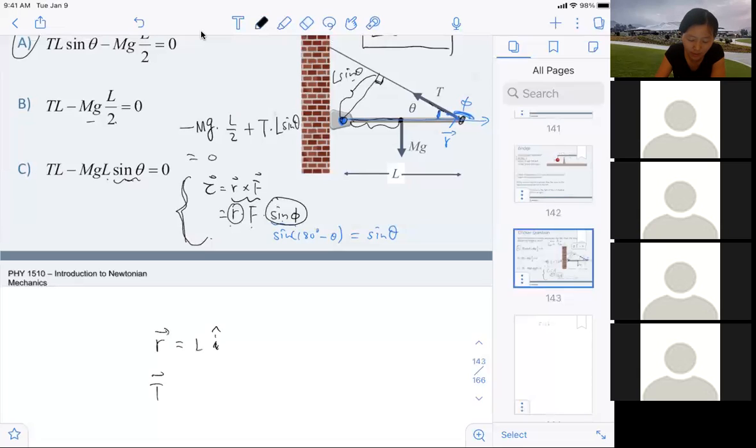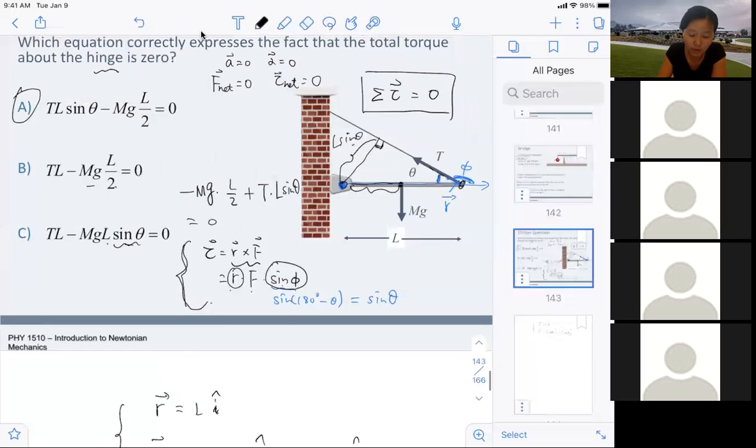If you do that, then T you need to get into i hat. You need T cosine theta negative i hat and T sine theta j hat. Then you have to break it down and do your matrix cross product between R and T. That's absolutely okay. I just don't know if that's easier. But whatever works for you, pick a method that you are less likely to make a mistake with.